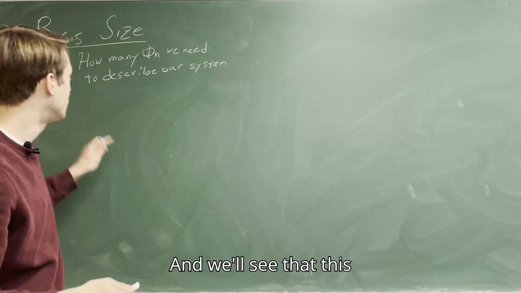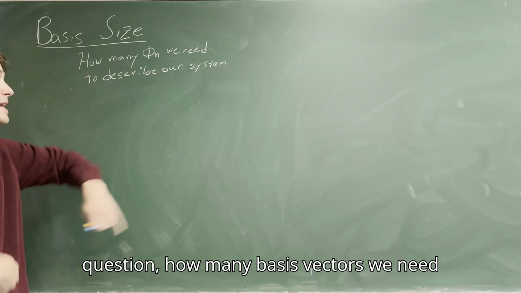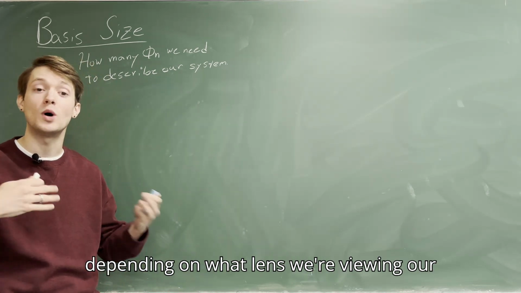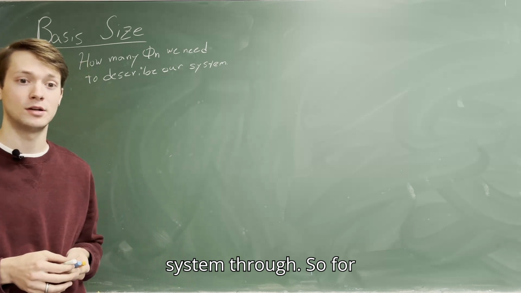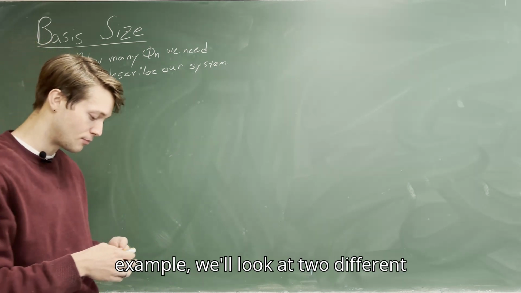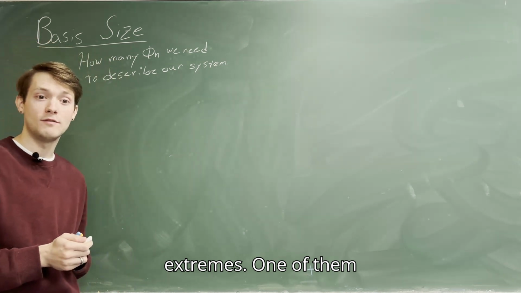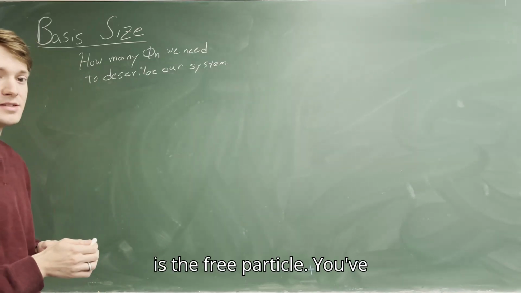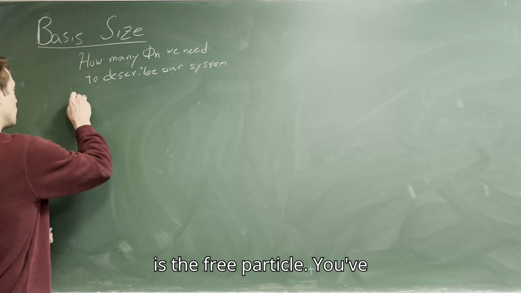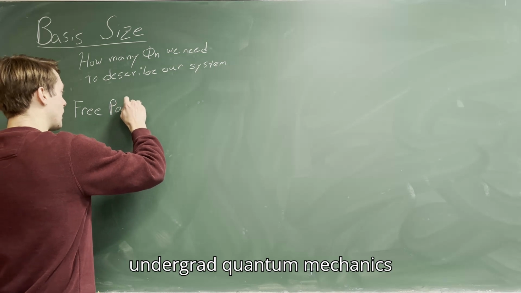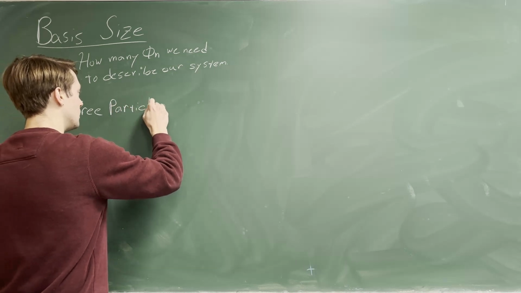And we'll see that this question, how many basis vectors we need to describe our system, changes depending on what lens we're viewing our system through. So, for example, we'll look at two different extremes. One of them is the free particle. You've probably seen this example in your undergrad quantum mechanics work.